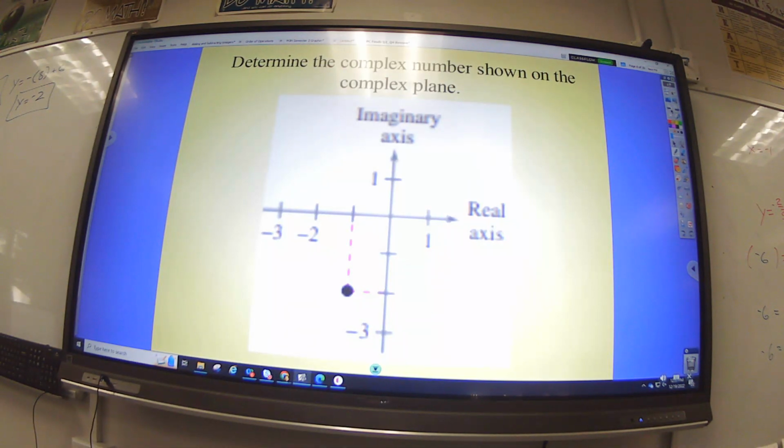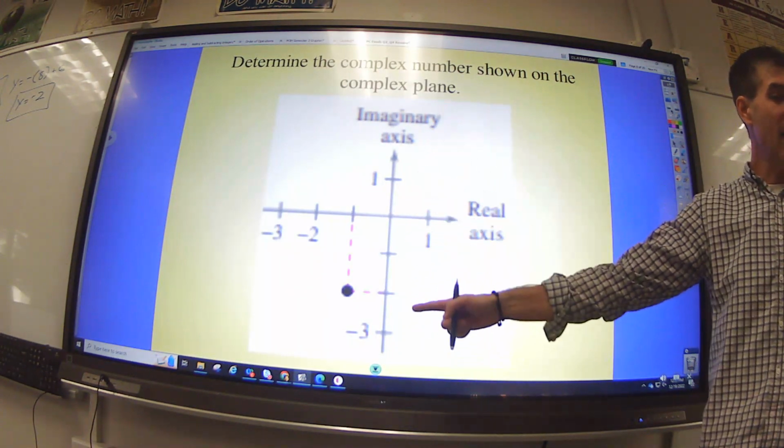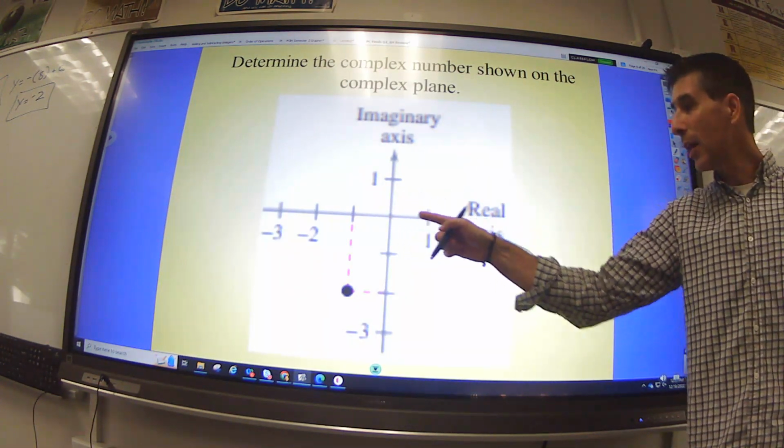Determine the complex number. Do you guys remember this? Yeah. You're going to love this on your test. I'm going to tell you: notice this is the imaginary axis. It's not the y-axis. This is the real axis.